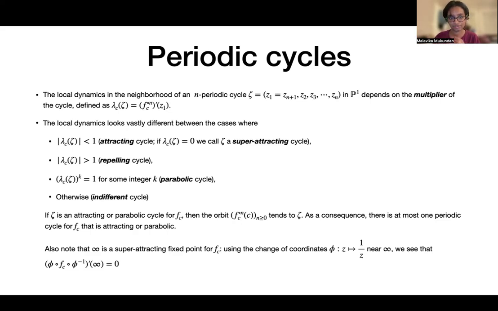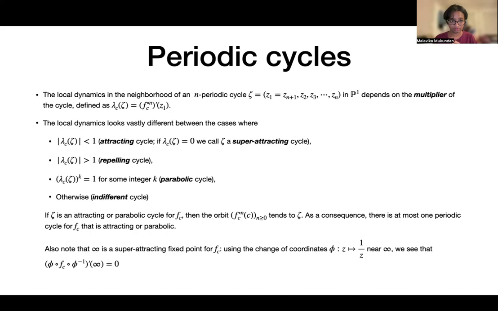You can also think of infinity as its own super attracting cycle. Infinity is a fixed point for the function f_c. Since it's a critical point, under some suitable change of coordinates near infinity, you can compute the derivative of f_c at infinity to be equal to zero. For example, if you conjugate f by 1 over z and look at that near infinity, you can compute the derivative at infinity to be zero. Therefore, infinity is a super attracting 1-cycle.